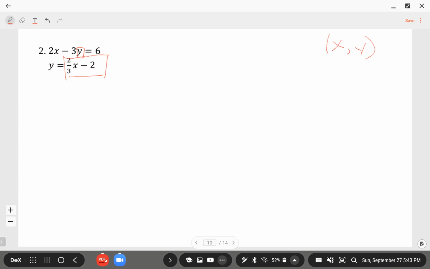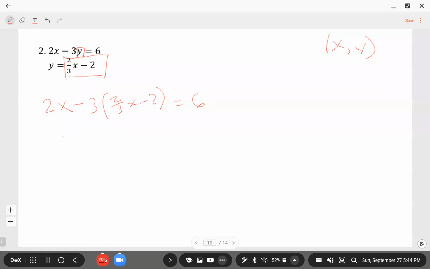You guys have your answers already, infinite solutions, right? Okay, so let's solve. 2x minus, you can substitute, right? You can substitute 2x minus 3, 2/3 x minus 2. Here we go. And then that equals 6. Okay, very good.